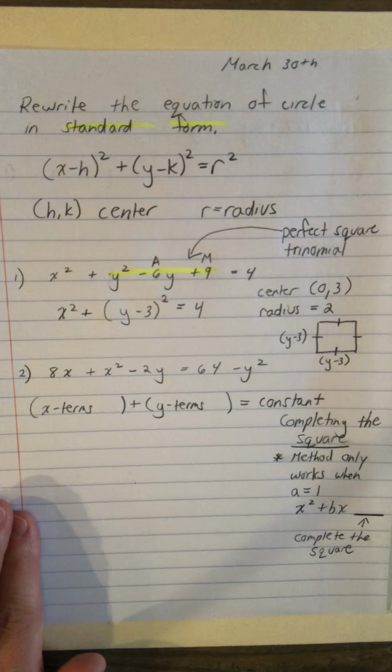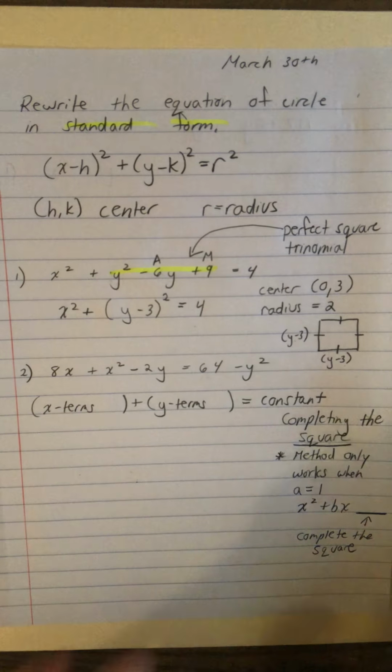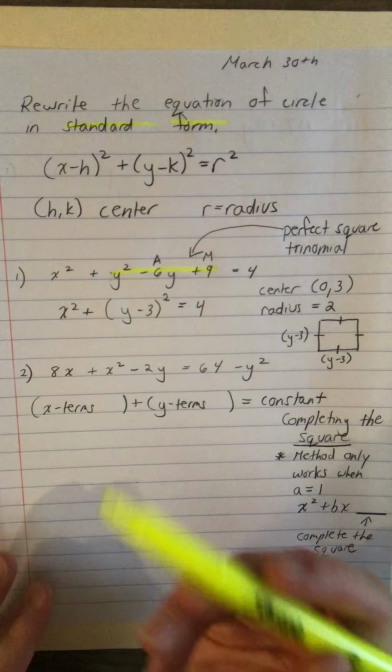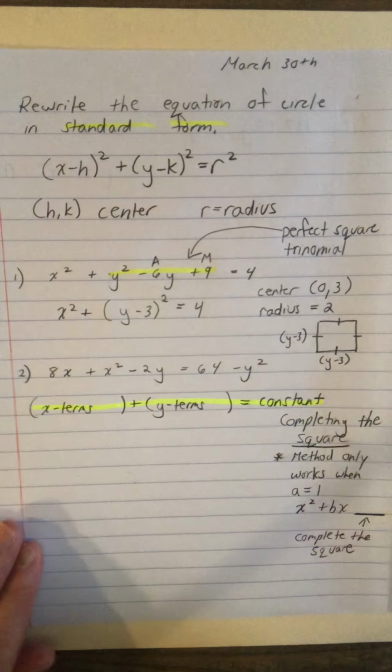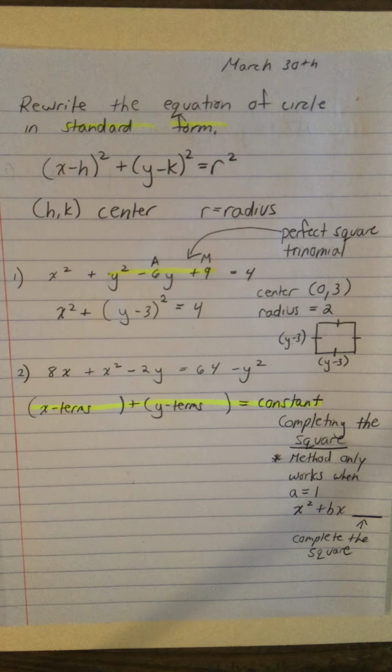All right, now your constant is obviously what stands alone. This is what we want to do. And when we write our x terms and our y terms, we want to write them in order from largest degree to smallest. The degree is your exponent, so if we have a squared term, that's going to go first.